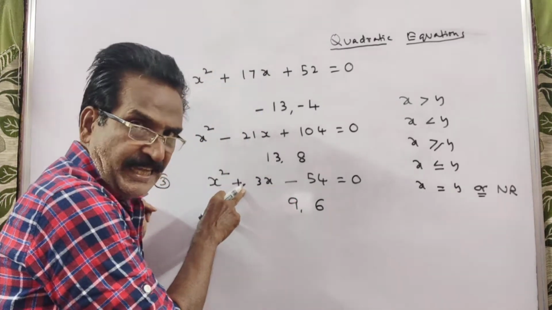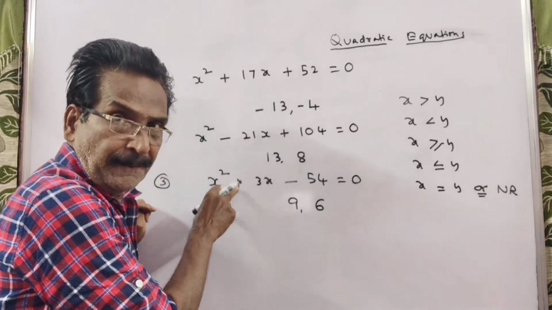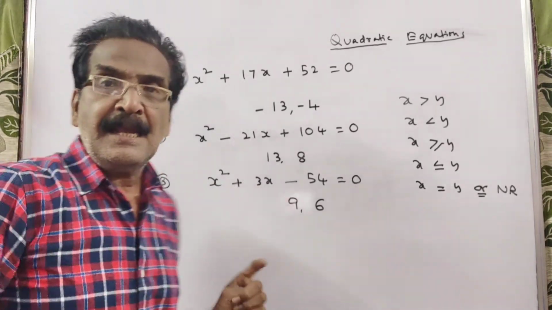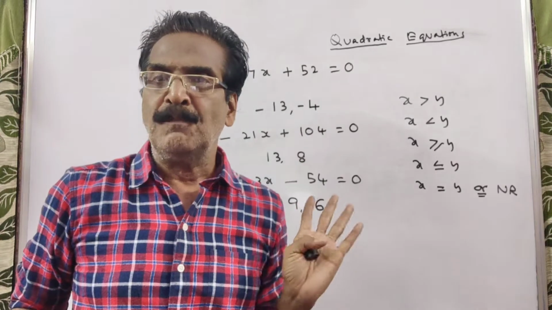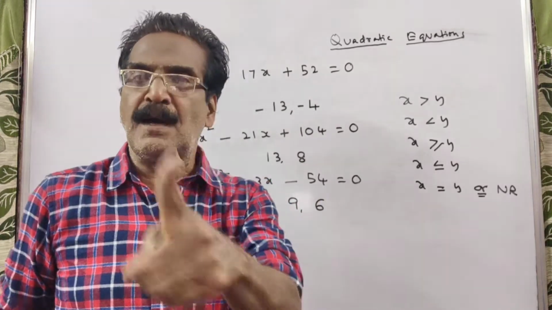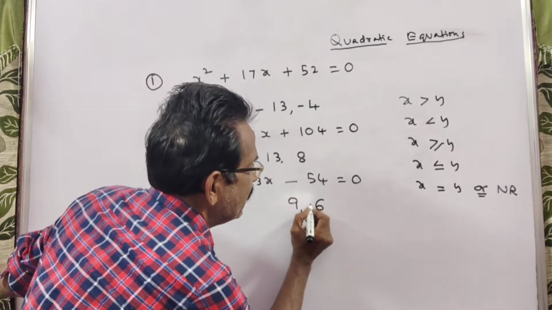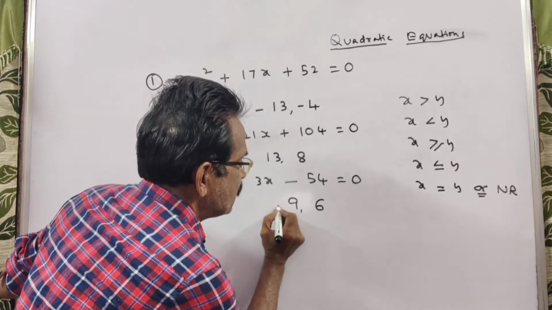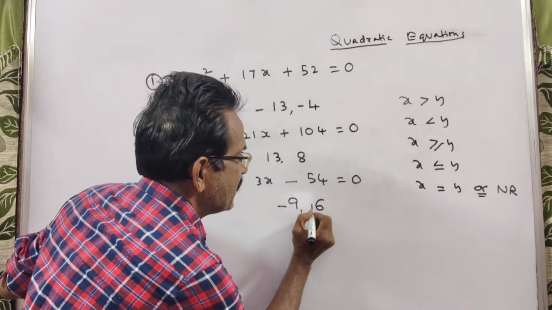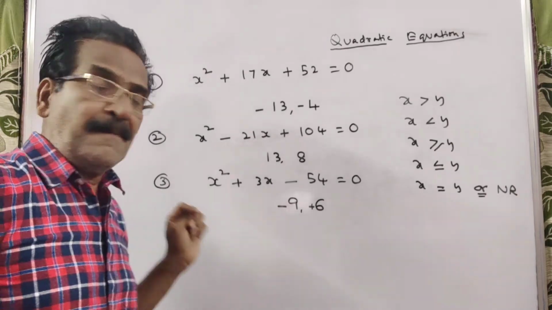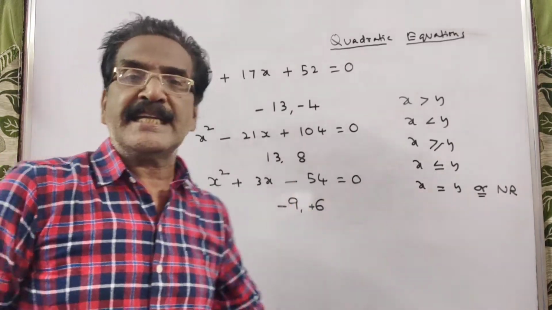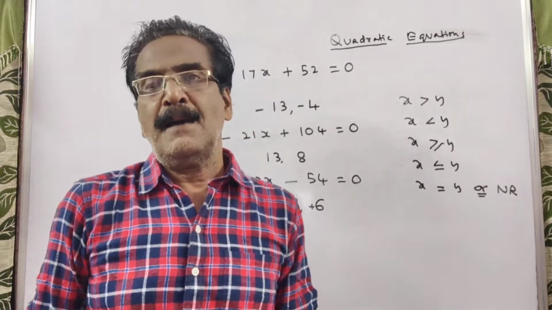Here what is the sign of B? The sign of B must be given to the smaller value. So here 6 is plus, so 9 is minus. 6 is plus, 9 is minus. So the roots of this quadratic equation are 6 comma minus 9.